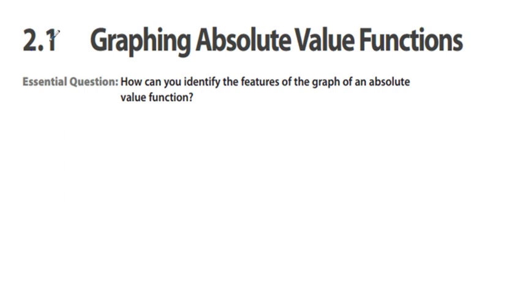This is Algebra 2, Section 2.1, Graphing Absolute Value Functions. I'm going to go over some of the key elements in the textbook here. Not every single thing, but what I think are the most important things, and try not to make this video super long. Essential question: how can you identify the features of the graph of an absolute value function?